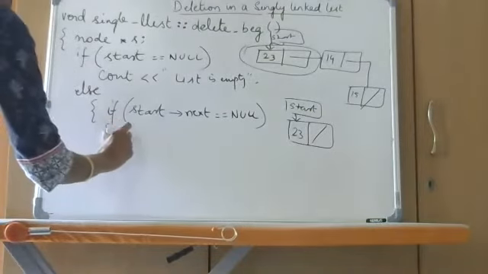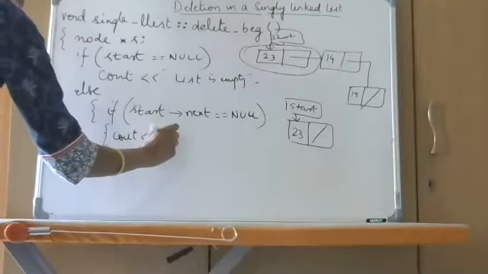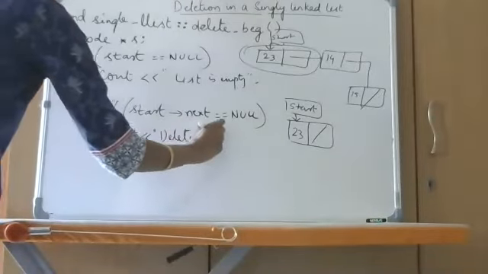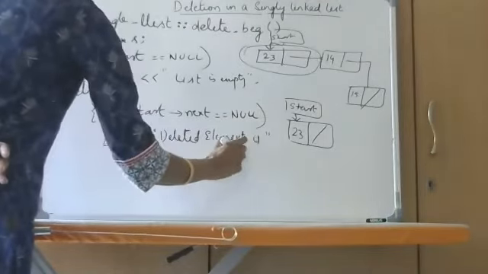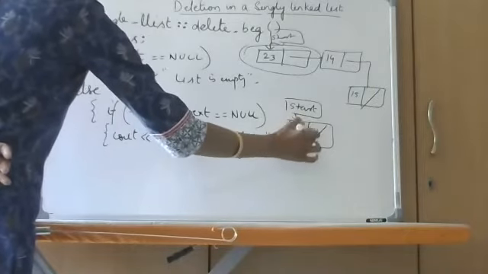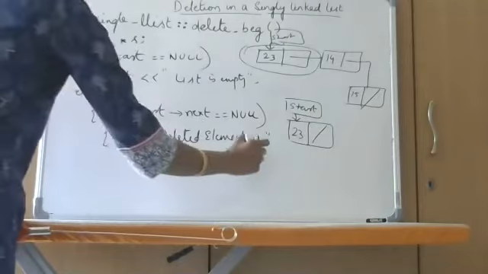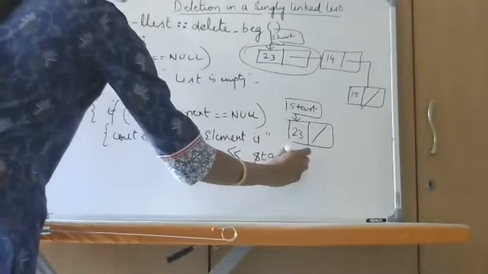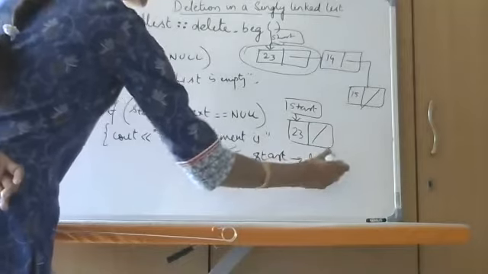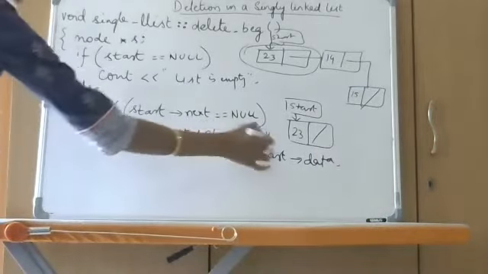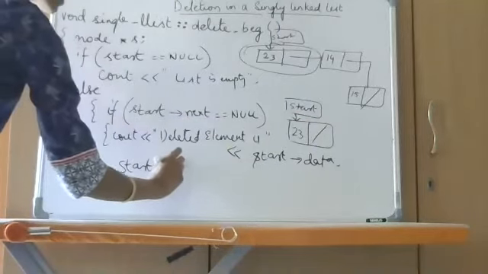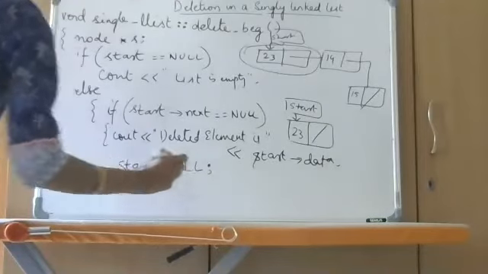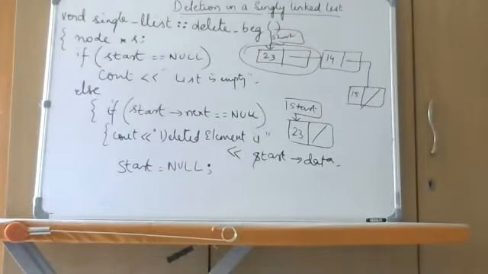If that's the case, I will write cout deleted element is, and I print this element, start of data. That's how that element gets deleted. So I'll print this element. That is the element that is deleted. And then since that's the only element, I have to set start is equal to null. Okay, that is my second condition that I have checked.